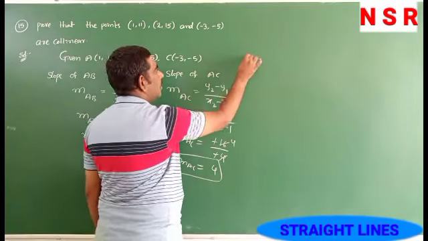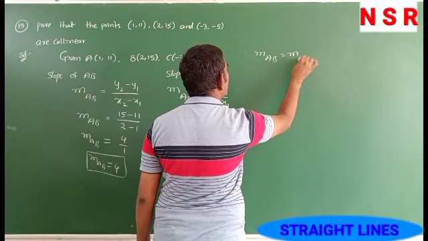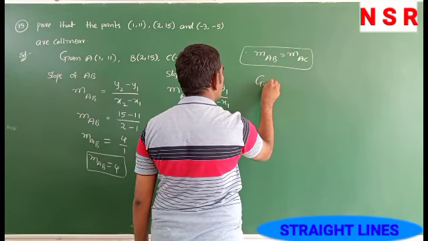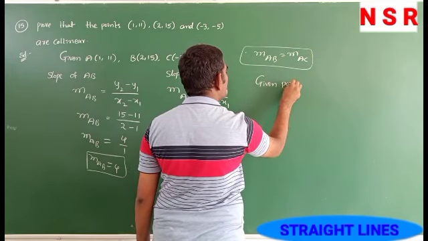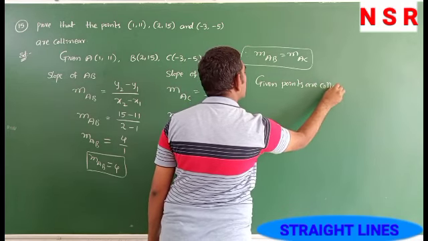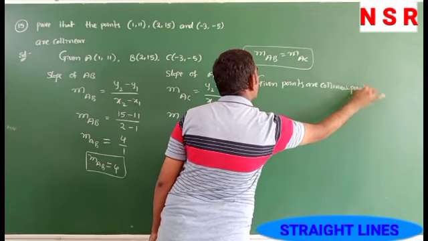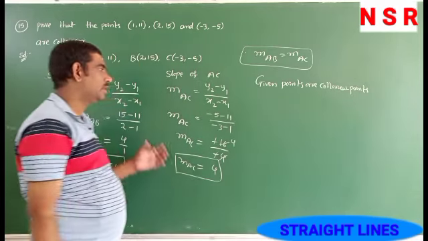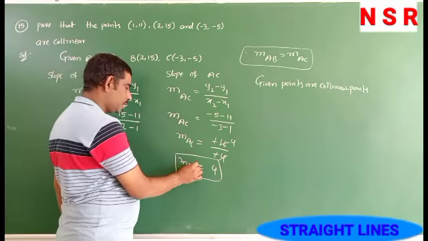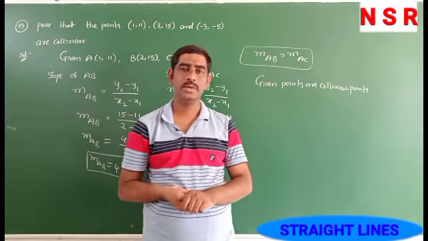Therefore slope of AB is equal to slope of AC. So the given points are collinear points. Why are these collinear points? Because slope of AB is equal to slope of AC. So the given points are collinear points.